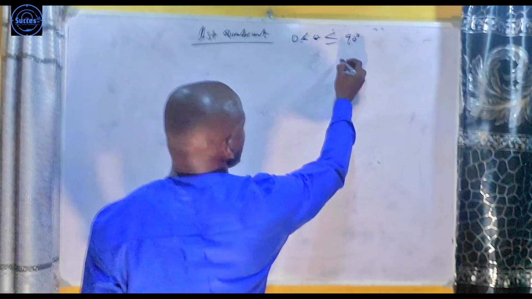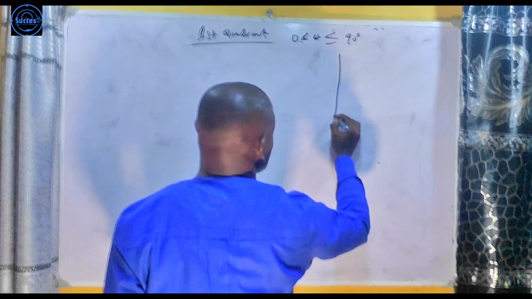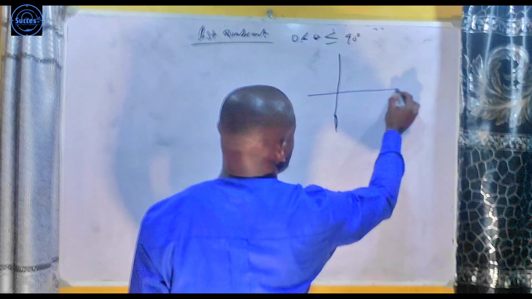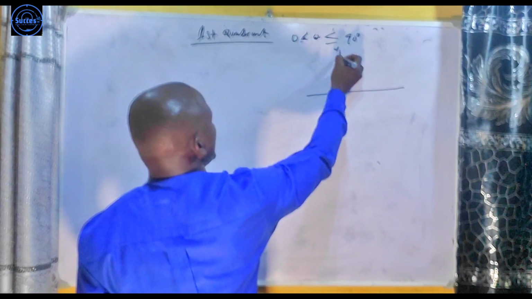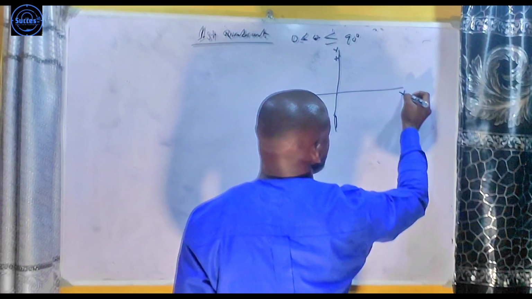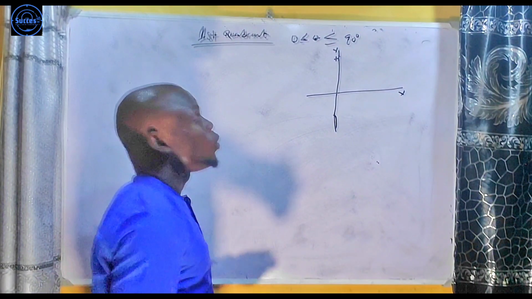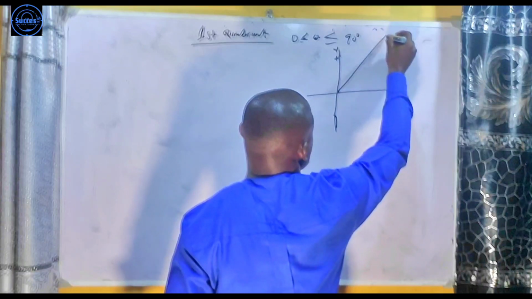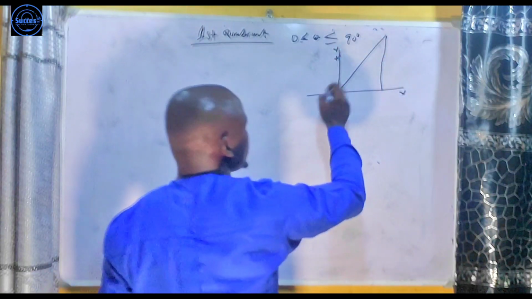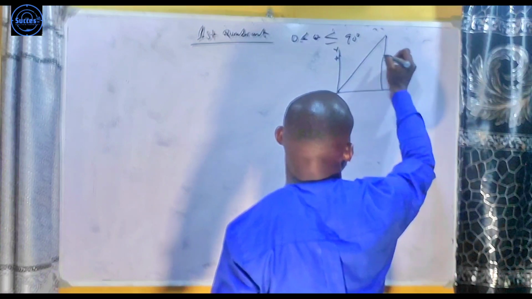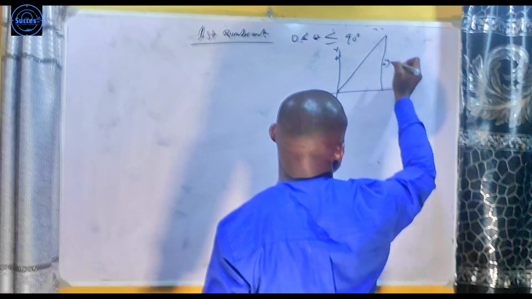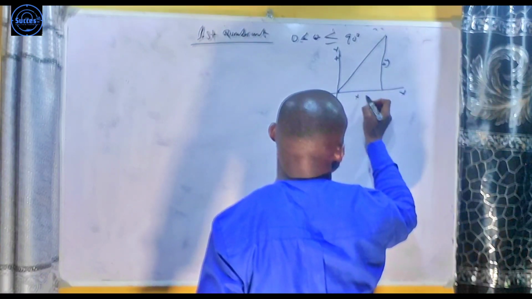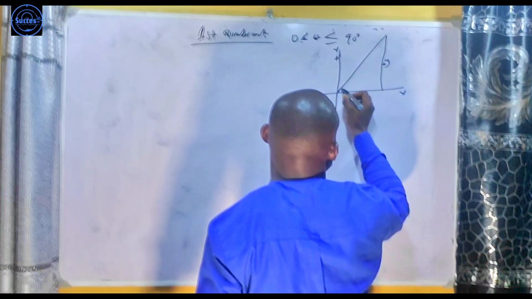Let's draw our coordinate again. We have this. Don't forget, this is our first quadrant. We have our y to be positive and our x to be positive. If you draw a right-angle triangle in our first quadrant, it will be like this, where here will be our y, which is positive, and here will be our x, which is positive.